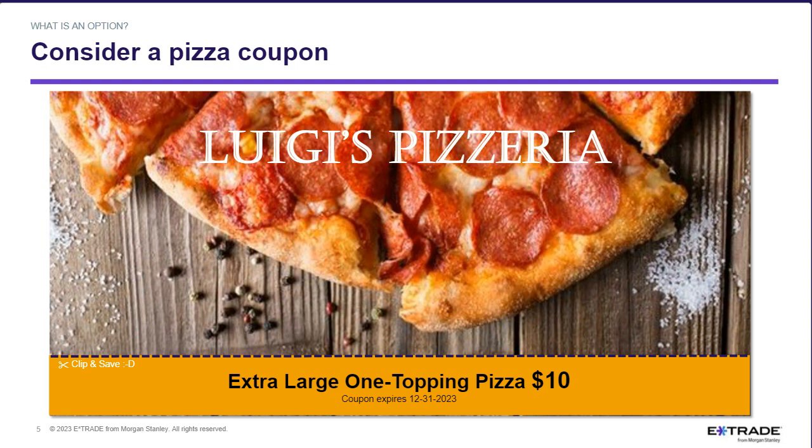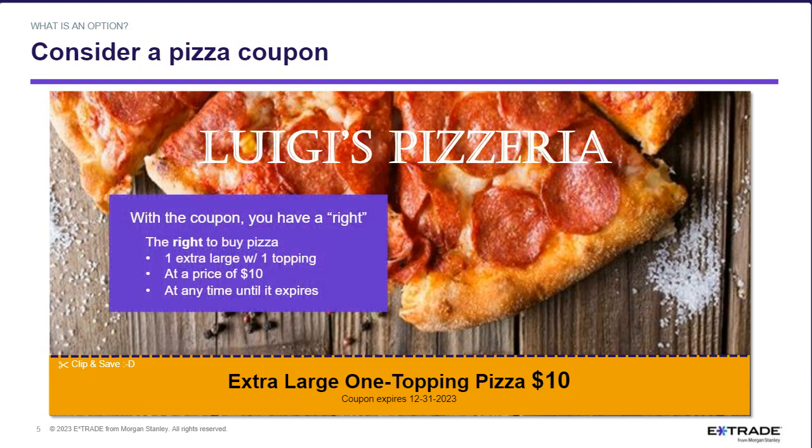Now, before we move on to the idea of the option, I want you to think about what having this coupon means to you. I'm going to introduce one of the first terms that is very important in options, and it's the idea of a right. So when you have this coupon, you have a very specific right, a right to buy pizza, and that pizza is one extra large with one topping at a price of $10 at any time until it expires.